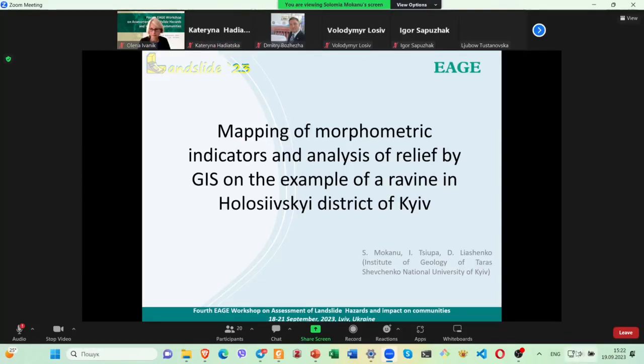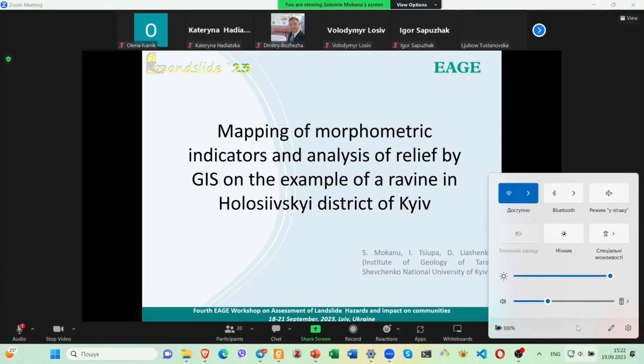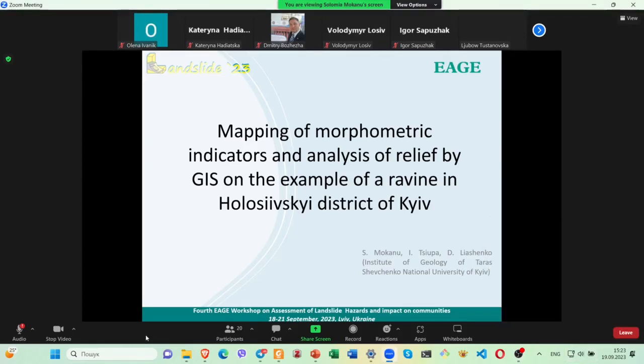Dear participants, the main points of the work of the third-year students of Shevchenko National University of Kyiv on the topic: mapping of morphometric indicators and analysis of relief by GIS on the example of a ravine in Holosiivskyi district of Kyiv.